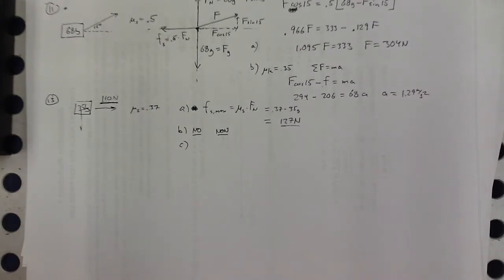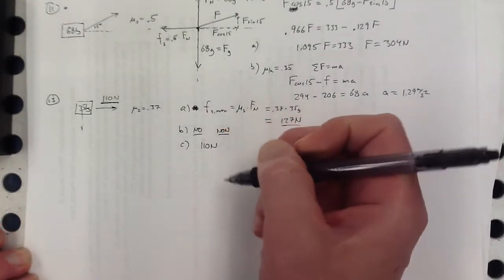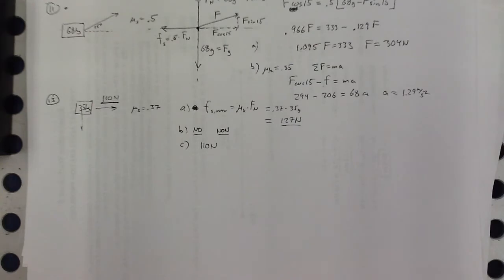Part C. What is the frictional force on the crate from the floor? 110. Suppose next that a second worker pulls directly upward on the crate to help out. What's the least vertical pull that will allow the worker's 110 to move the crate?